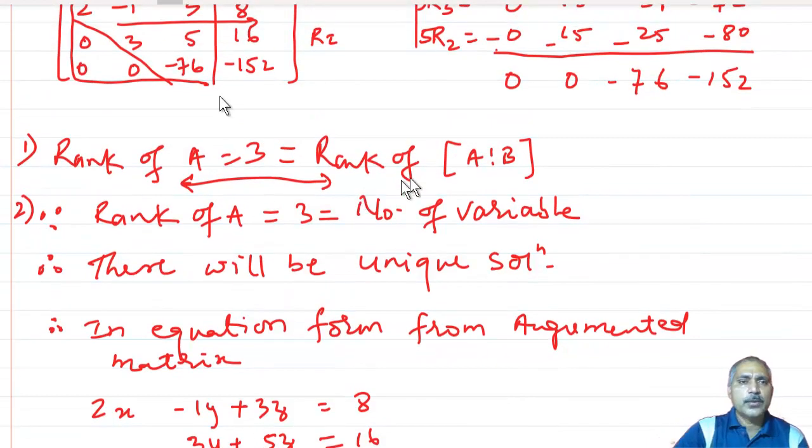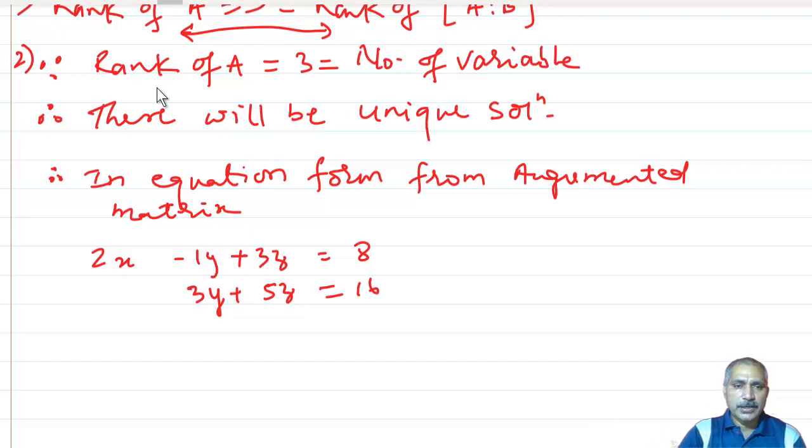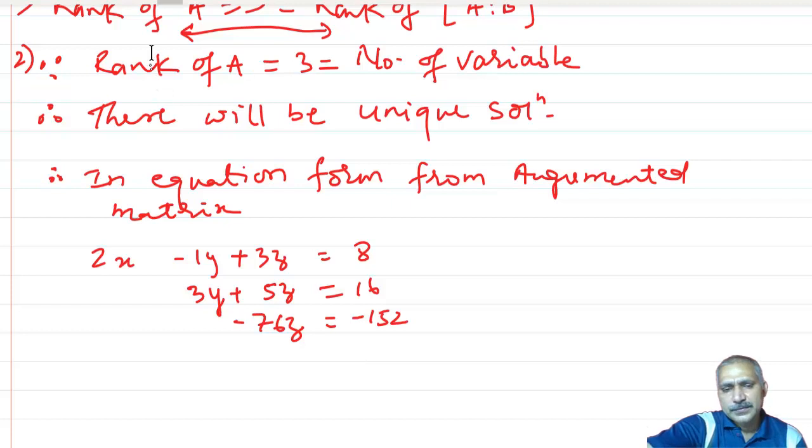Now the third equation from here is minus 76 and 152 with the minus sign. Minus 76z equals minus 152. Always remember here the x coefficients are 0, so we have not written them. The y coefficient in the third equation is 0, so I have not written that. The coefficients which are 0 will not be written in the final equation. We will name these as 1, 2, and 3.